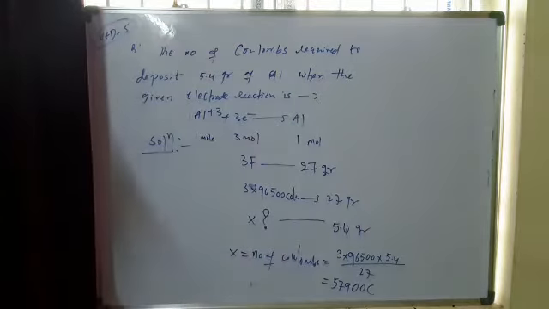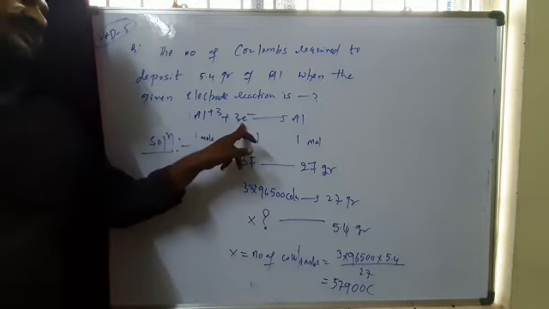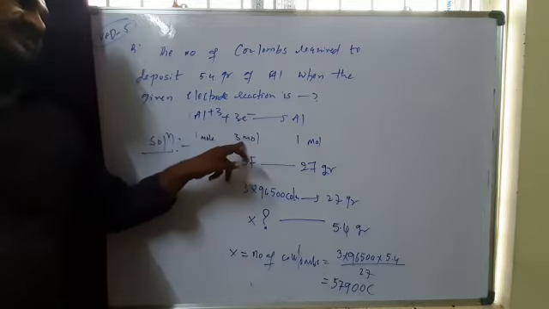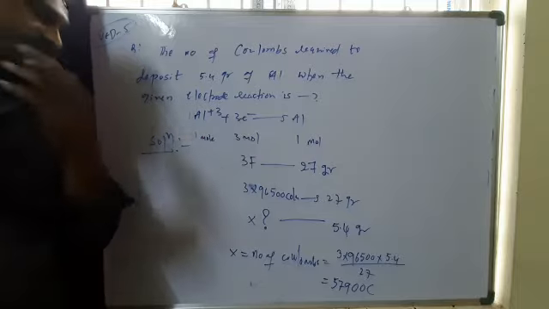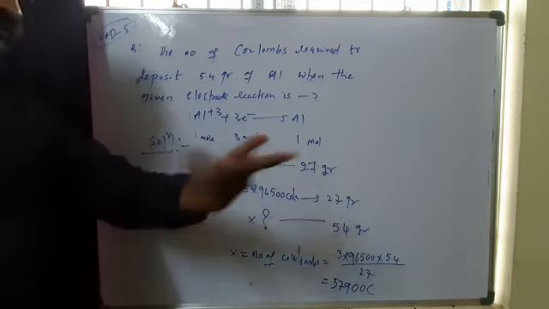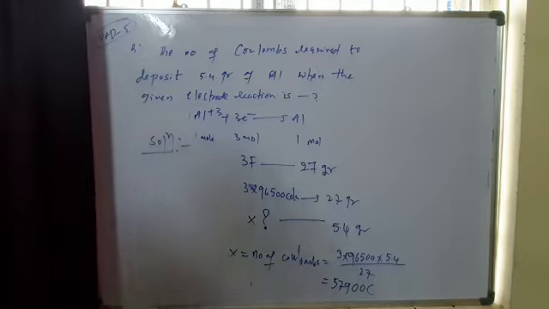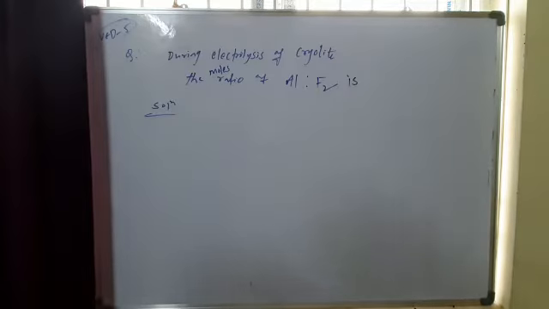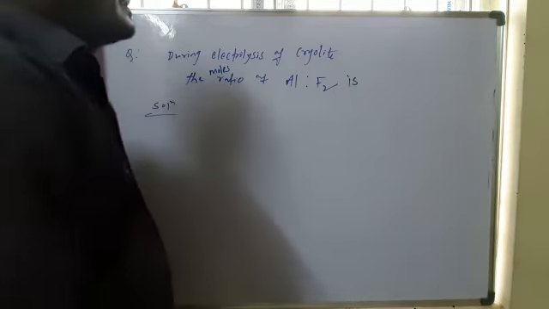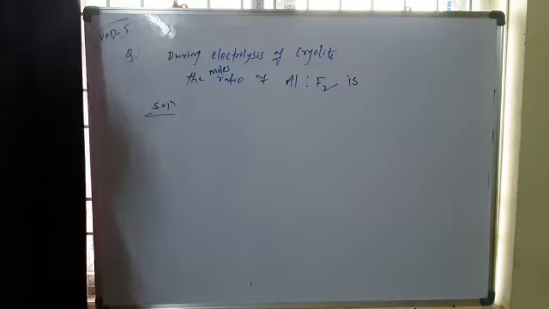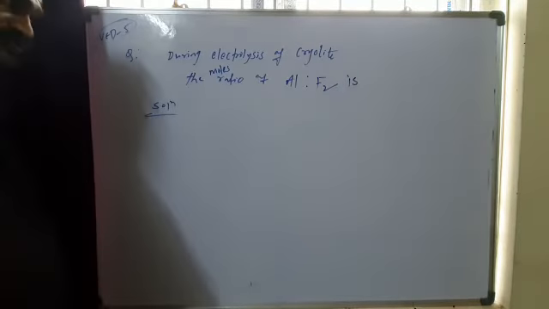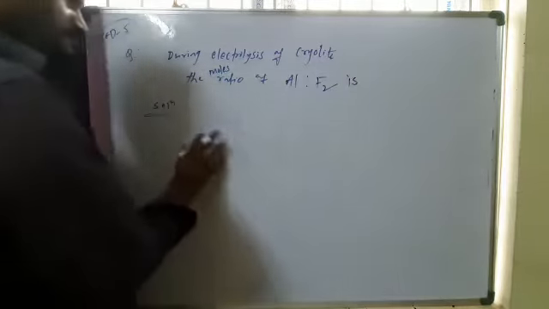So always, the number of moles required is equal to the number of Faradays. 1 mole equals 1 Faraday, and 1 Faraday equals 96,500 coulombs. So the next question is: during electrolysis of cryolite, what is the mole ratio of aluminium to fluorine?